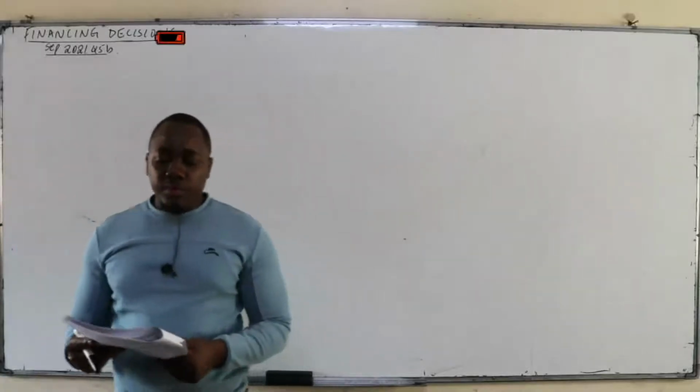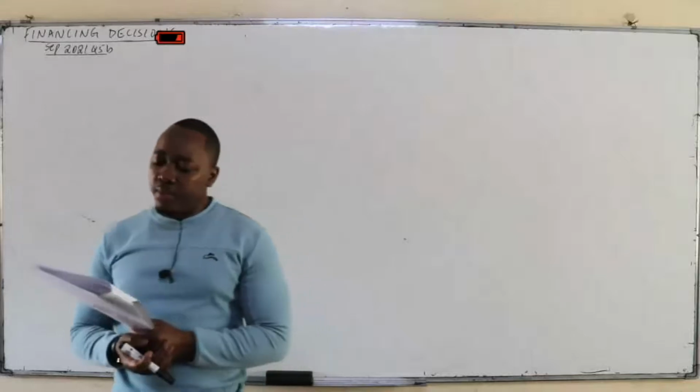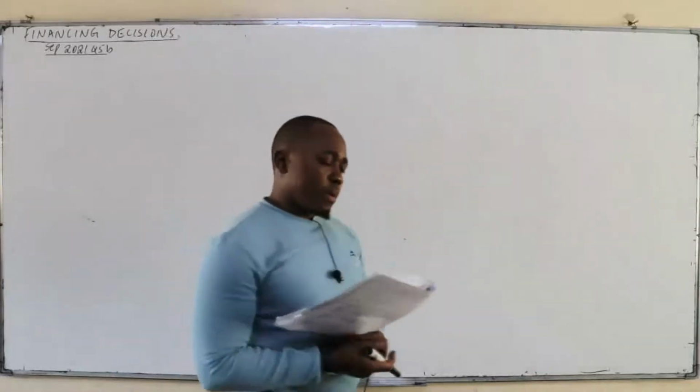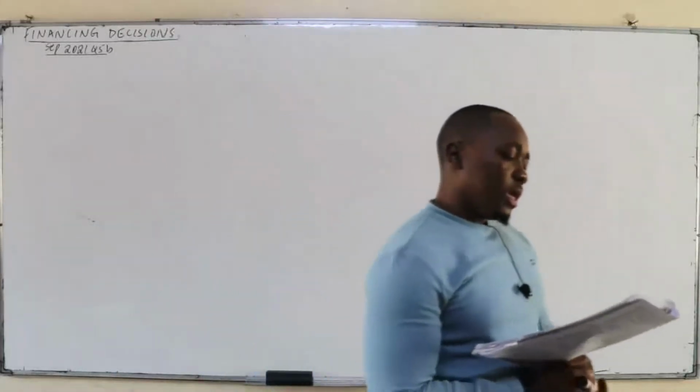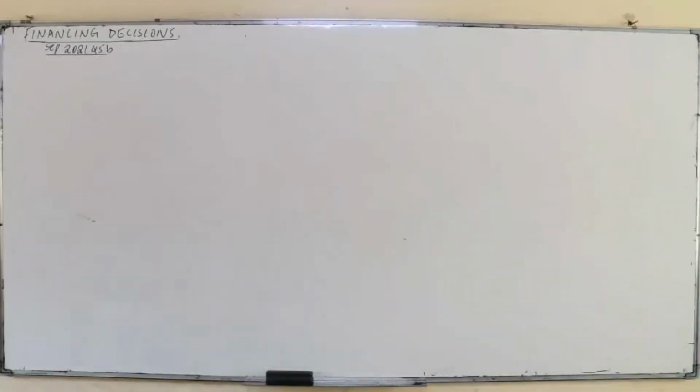Now let's start with question 5A. Differentiate between the following terms as used in capital budgeting decision. Number one is hard capital and soft capital. Now, hard capital, in short, is long-term capital. Soft capital is short-term capital.